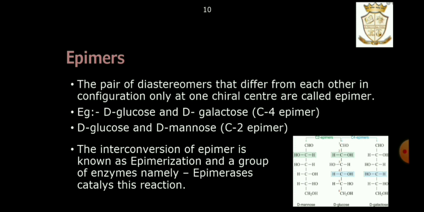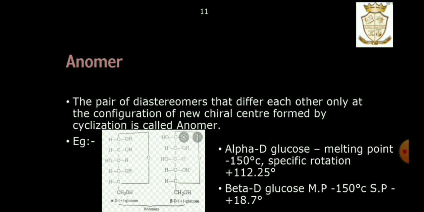A group of enzymes, namely epimerases, catalyze this reaction. Anomer: a pair of diastereomers that differ from each other only at the configuration of the new chiral center formed by cyclization is called an anomer. Example, alpha-D-glucose and beta-D-glucose.